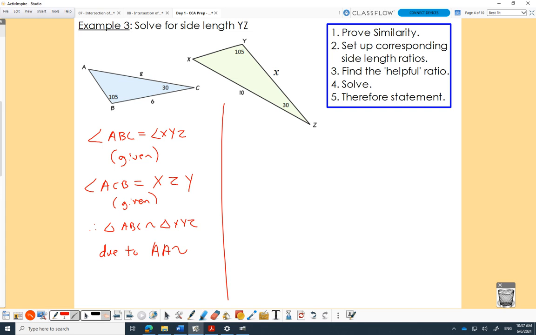Set up the corresponding side length ratios. Find the helpful ratio. Okay, so what I want then, they want me to solve for YZ, which is x. So YZ over, what's the corresponding side in the other triangle? BC. BC is right. Here's how I do it. I look at YZ and I go, that's the side that goes from 105 to 30. So I go over here, what's the side that goes from 105 to 30? That's BC.